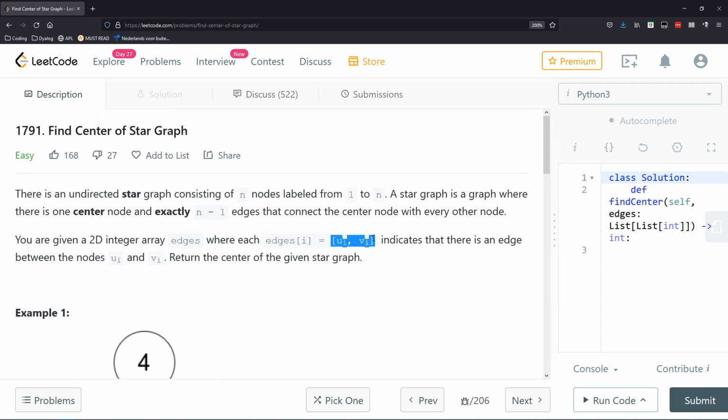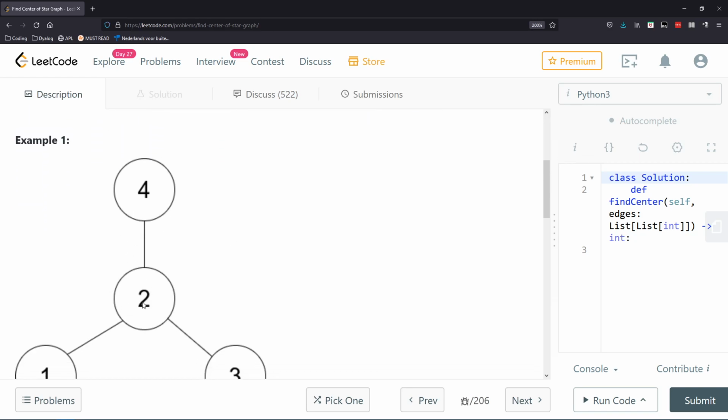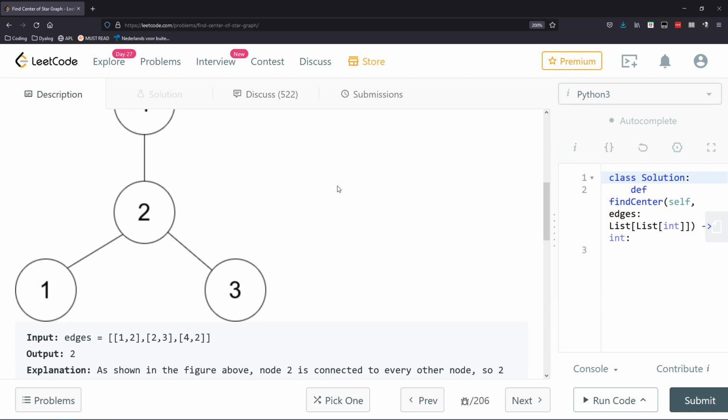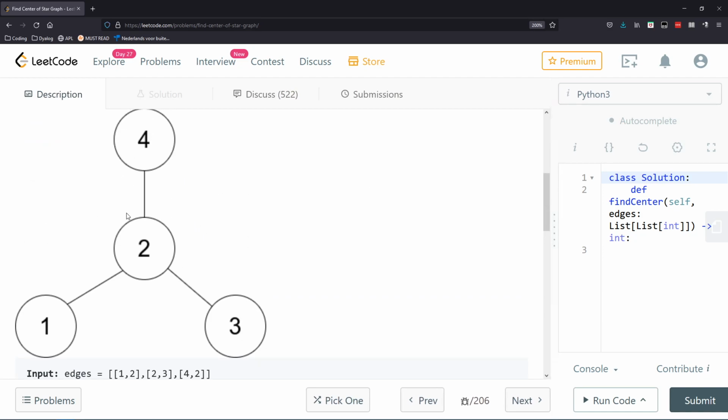An edge is just a pair of numbers, and the two numbers represent the two nodes that are connected by that specific edge. So for example, this star graph right here is represented by this list of edges. Notice that the 1, 2 corresponds to this edge right here, the 2, 3 corresponds to this edge right here, and the 4, 2 corresponds to this edge.